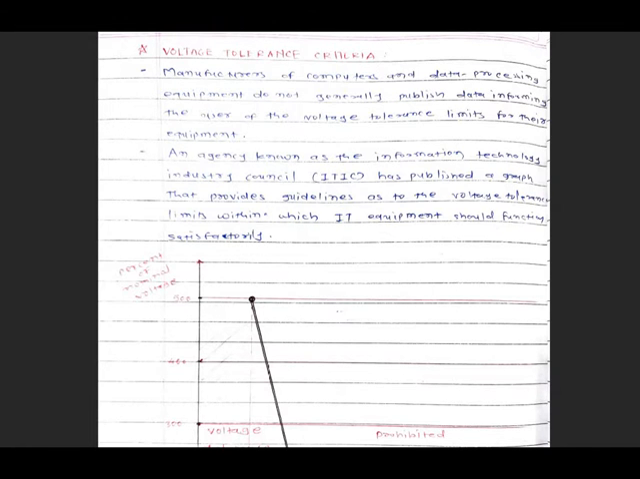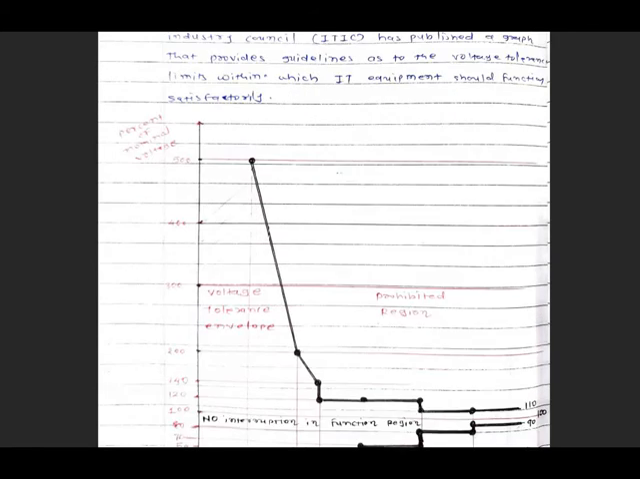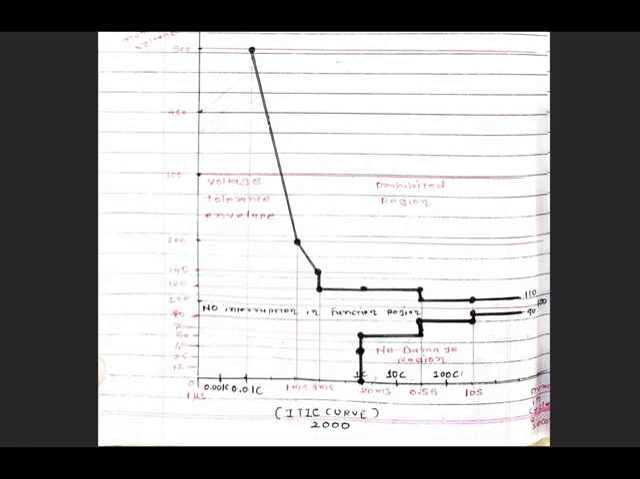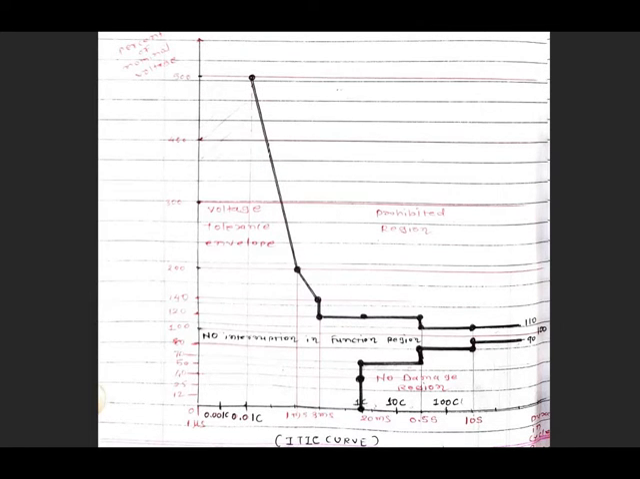ITIC gave the graph, the ITIC curve, in the year 2000, and this is the graph for the particular IT equipment. The graph is the percentage of the nominal voltage versus the duration of time in cycles or seconds.